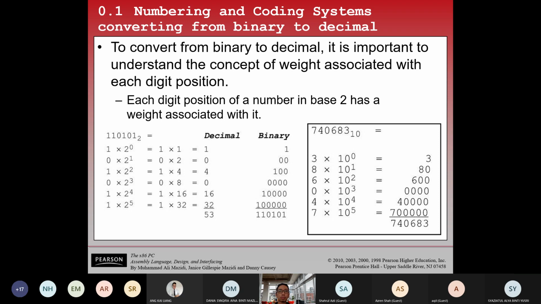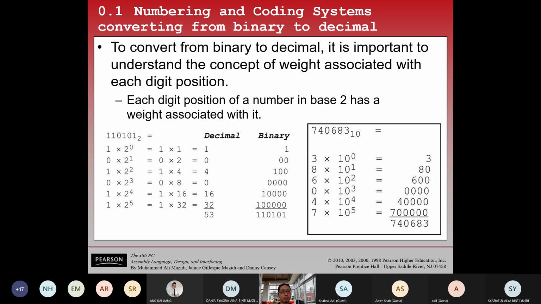Now we have from base 10 to base 2. How about from base 2 to base 10? So how do you want to convert that? This is much easier. You consider the least significant bit as bit 0. So 2 to the power of 0, 2 to the power of 1, 2 to 2, 2 to 3, 2 to 4, 2 to 5.